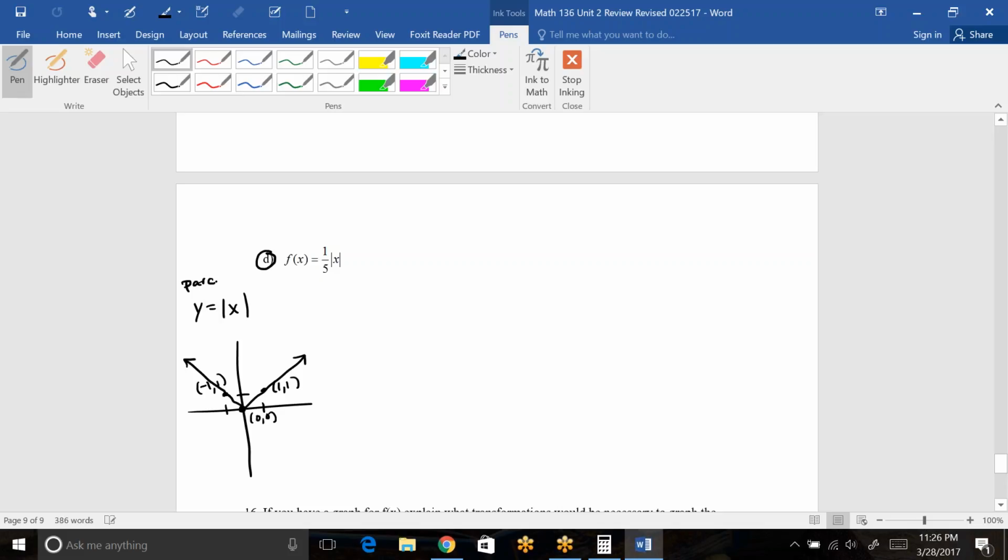This is our shape. When you have a number in front, this is either going to be a stretch or compression in the y direction. So if the number in front, so this A number, whatever this is, is greater than 1, you stretch in the y direction.